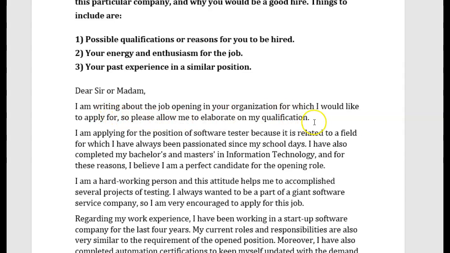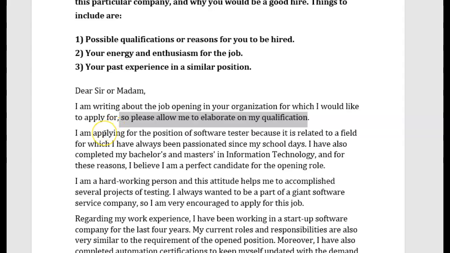Now, I don't really love this part here. So let's try the sentence again with some corrections, okay? I'm writing about the job opening in your organization for which I would like to apply. Full stop. Below, please find more details about my qualifications, plural. Okay, I don't like this so. It feels very conversational. You could have said, please allow me to elaborate on my qualifications, again, plural, but okay, but just the rest of the letter is going to be about your qualifications. So you could take my suggestion or you can alter it in some other way.